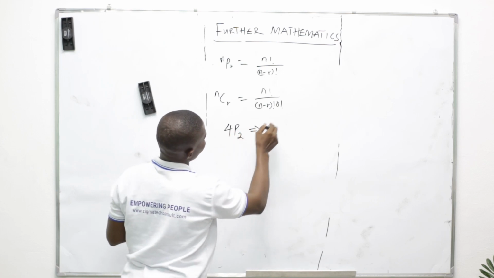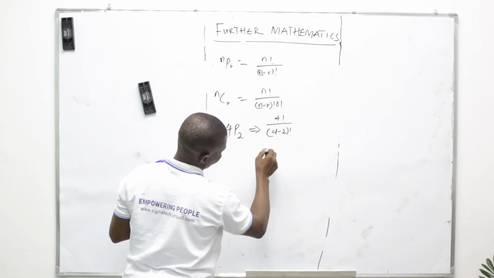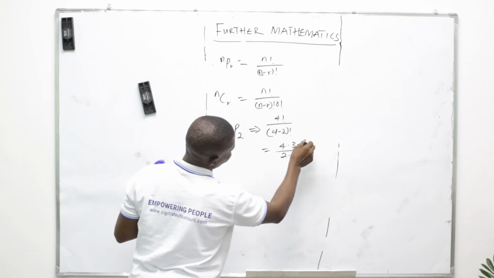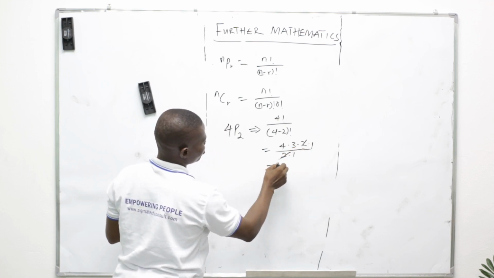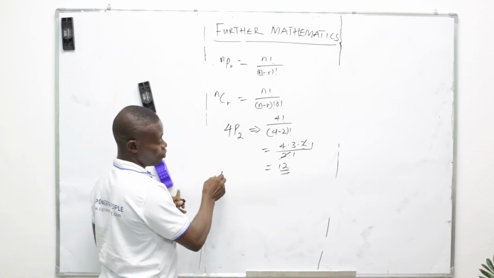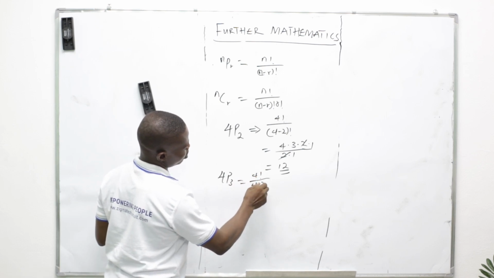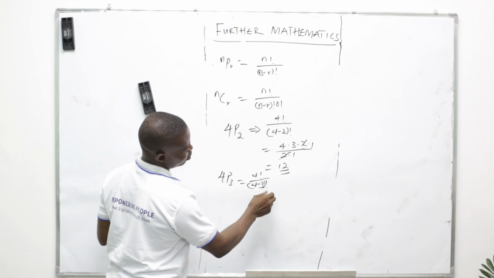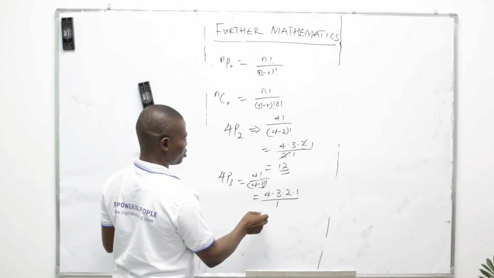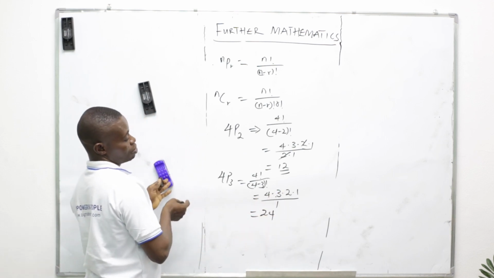This implies 4 factorial all over 4 minus 2 factorial, to give me 4.3.2 all over 2.1. Cancel, cancel to give me 12. So 4 permutation 2 is 12. Now, 4 permutation 3 will give me 4 factorial all over 4 minus 3 factorial equals 4.3.2.1 all over 1, to give us 24. Keep the solution.